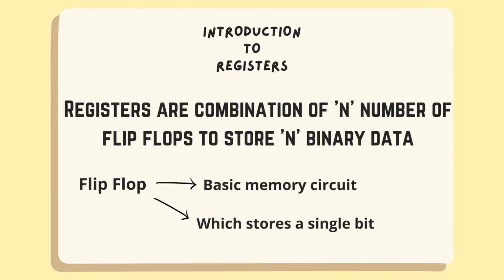Registers are a combination of n number of flip-flops to store n binary data. As we know, a flip-flop is a basic memory circuit which is used to store binary 1 or 0. After flip-flop, registers come into play to increase the storage capacity. So when we combine n number of flip-flops, we can store n binary data, and this group of flip-flops is generally called a register. Now let's see what a shift register is.